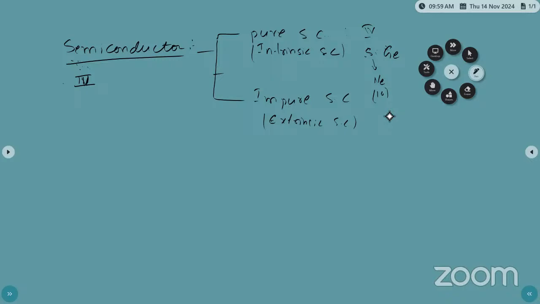Neon has atomic number 10, which means it has 10 electrons. All 10 electrons are in bonding only, so we can't break that bond. That's why neon and argon are called noble gases. These noble gas electrons we can't break, since they are already in a strong bond. Now coming to silicon and germanium, the silicon atomic number is 14. That means it has these 10 electrons, and the remaining 4 electrons are the valence electrons.